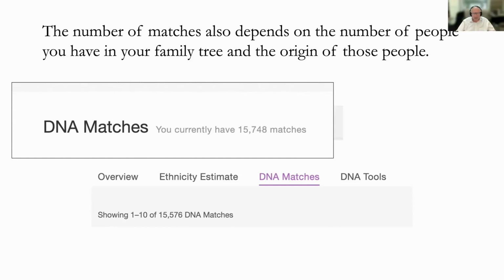Yeah, and here's the one I was thinking about a moment ago when I showed the slide. When I did this first slide, there were 15,576 DNA matches. And when I updated the slide yesterday, there were 15,748. So I've picked up another couple of hundred DNA matches over the last few weeks. So that's going to increase as the number of people in my family tree increases, as well as the number of people that are taking DNA tests increases.